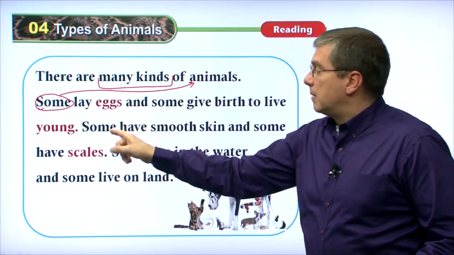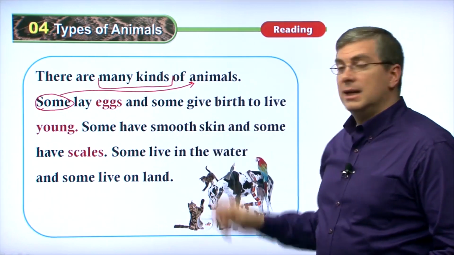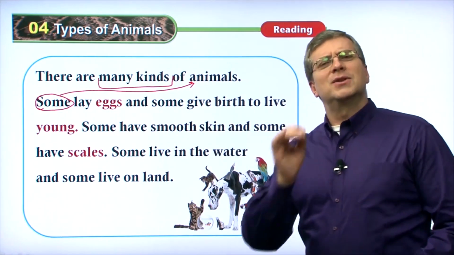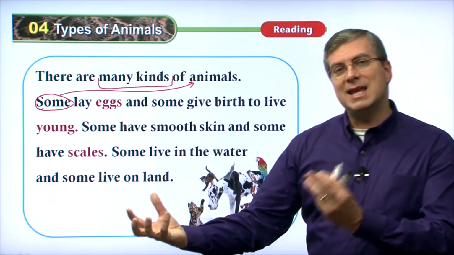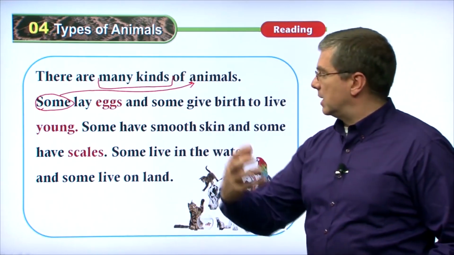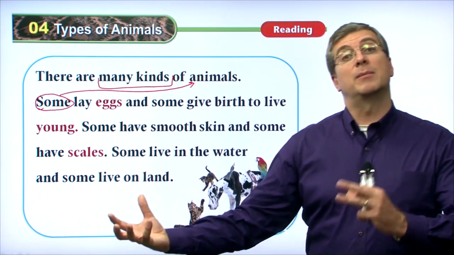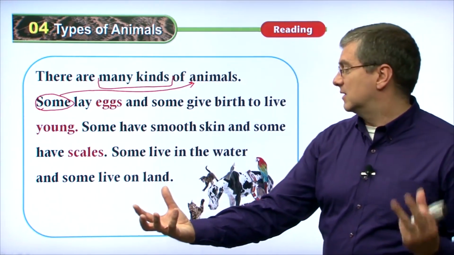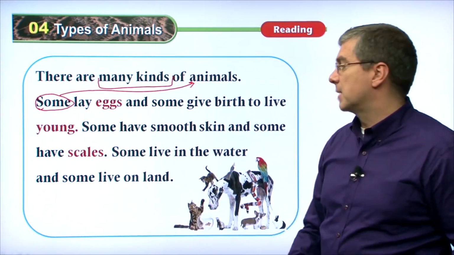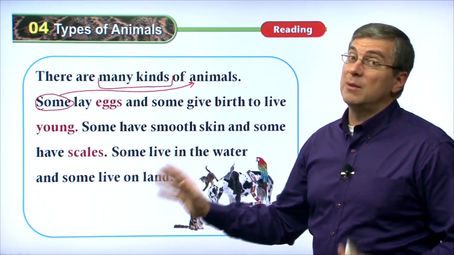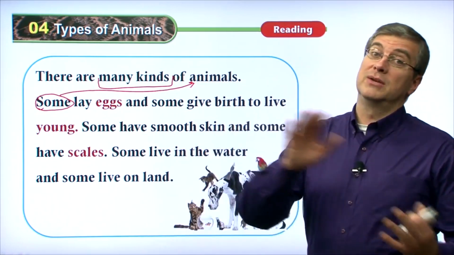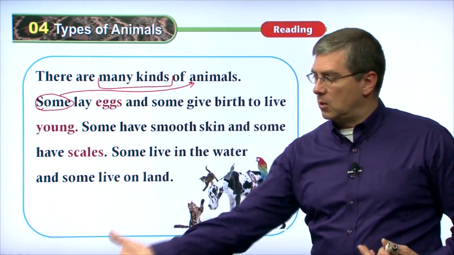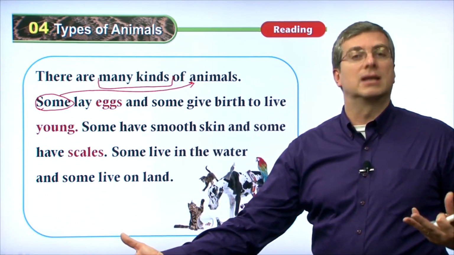Some, again, some have smooth skin, and some have scales. So it's interesting. These sentences are constructed showing one type and the opposite type, right? So the next one, some have smooth skin, some have dry, scaly skin or have scales on their skin. Last sentence, again, same construction. Some live in the water and some live on land. Again, opposite.